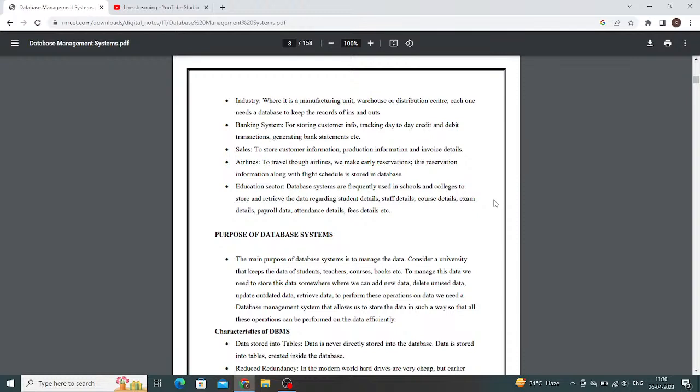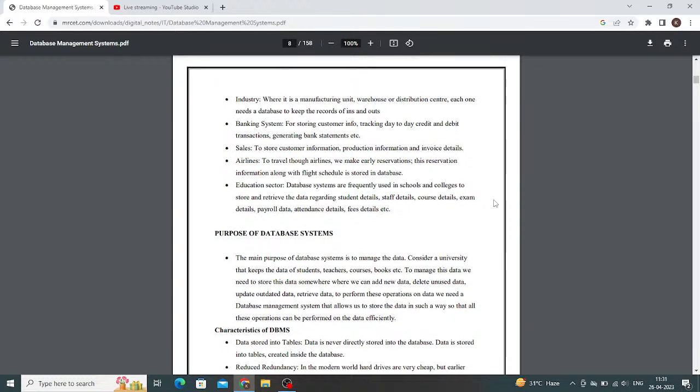Sales, to store customer information, production information and invoice details. And airlines, to travel through airlines, we make early reservations. This reservation information along with the flight schedule is stored in the database. Education sector, database systems are frequently used in schools and colleges to store and retrieve the data regarding student details, staff details, course details, exam details and payroll data, attendance details, fees details, etc.